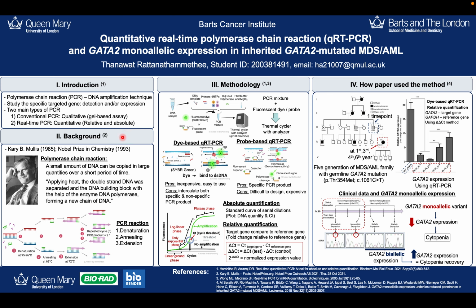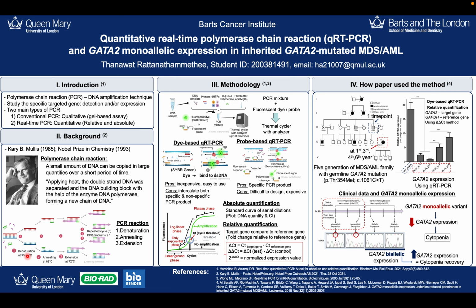For the background of PCR, Professor Harry Burris invented PCR in 1985, and he subsequently received the Nobel Prize in Chemistry in 1993. PCR consists of the process of applying heat to separate double-strand DNA and adding DNA building blocks and DNA polymerase, which results in forming a new chain of DNA.